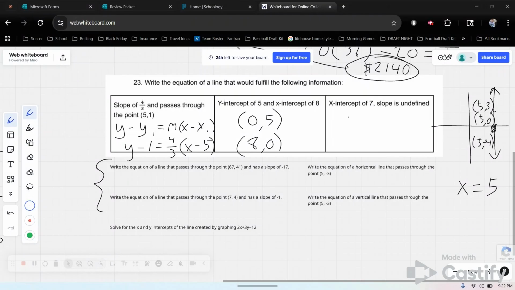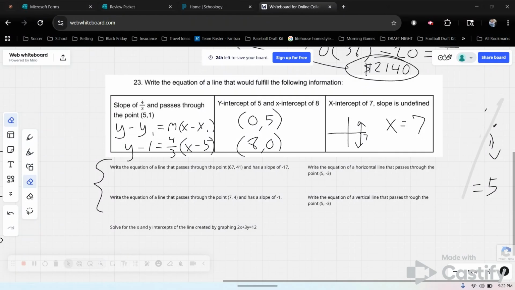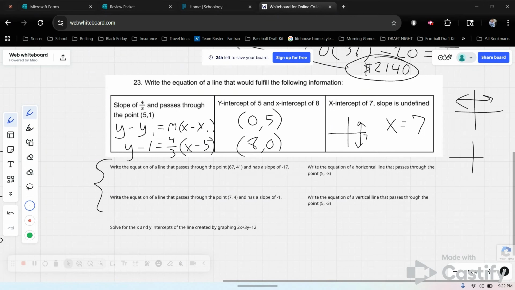So if we have an x-intercept of 7 and a slope that is undefined, the equation of that is x equals 7. It's a vertical line making the slope undefined. So horizontal lines are y equals equations, and those have a slope of 0. Horizontal line, slope of 0. Vertical line, slope is undefined.